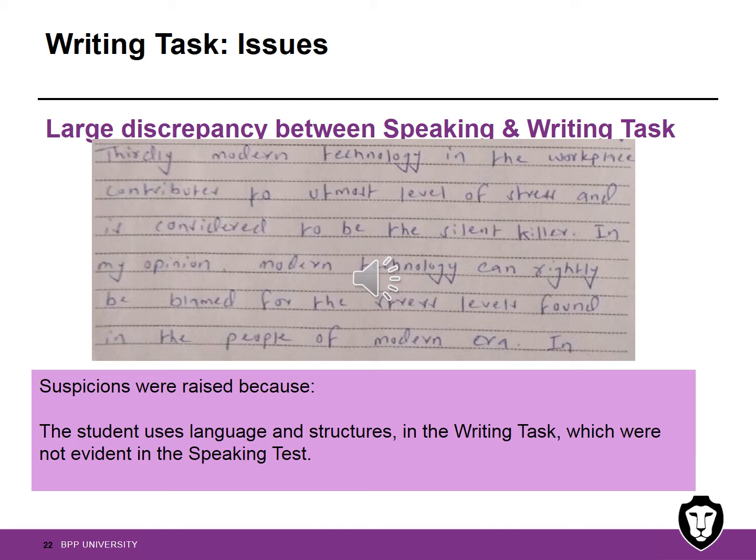So quite nicely put, but if we listen to the speaking, the student isn't really able to produce the same complex sentences. Let's have a listen. The audio quality is pretty poor, but if you listen intently, you'll probably hear.